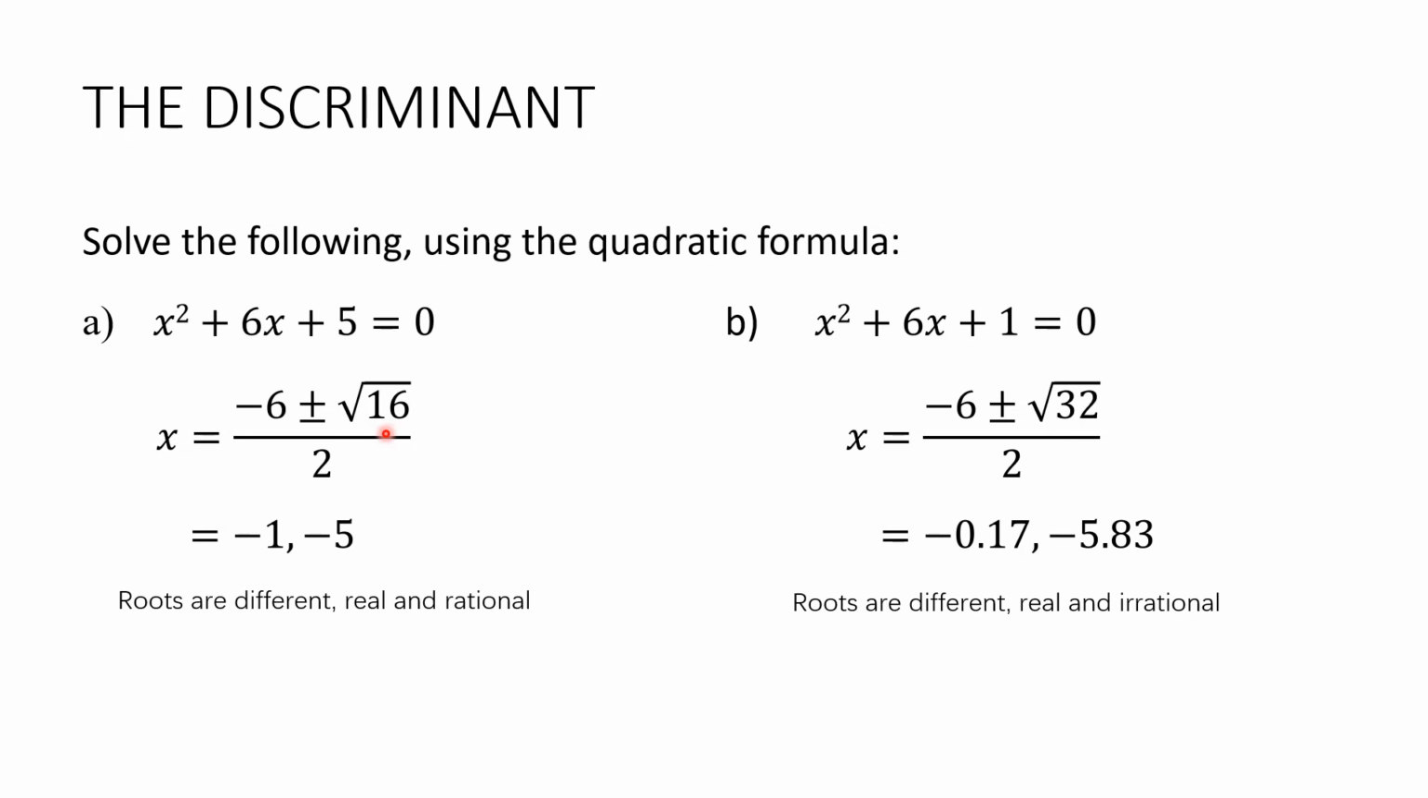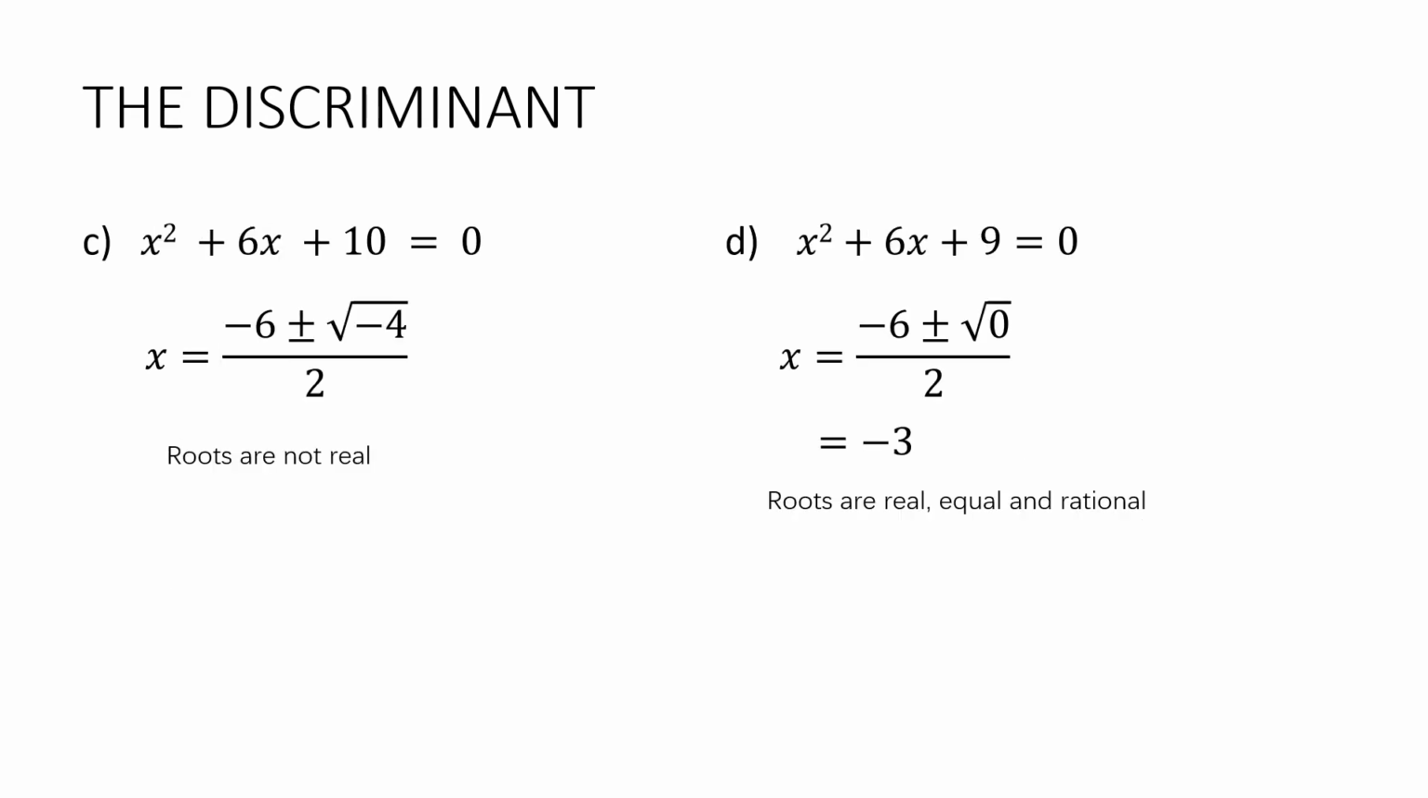So here it is 16. Because it's greater than 0, we have different roots. They are real, and because 16 is a perfect square, they are rational. Here the discriminant is 32. It is greater than 0, so they are different and they are real, but 32 is not a perfect square, so they are irrational. Here the discriminant is negative 4, so the roots are not real. And here the discriminant is 0, so that's going to wipe out that plus or minus and give us only one answer. So when we've got 0 here, we have real and equal roots.